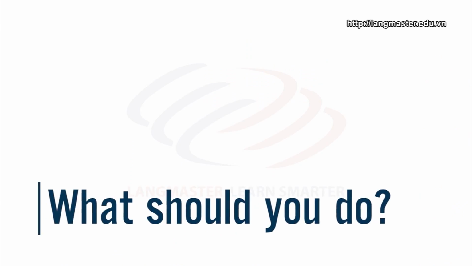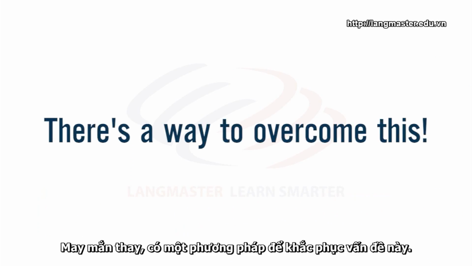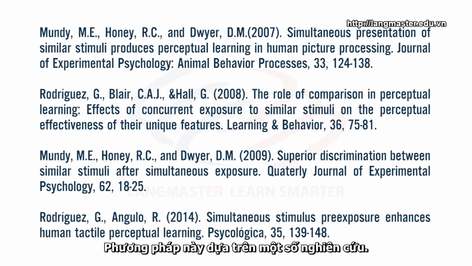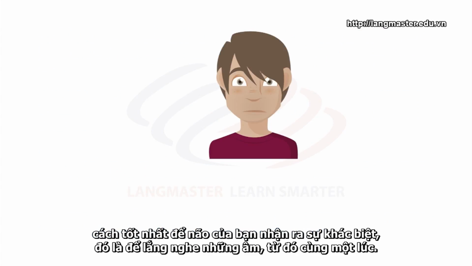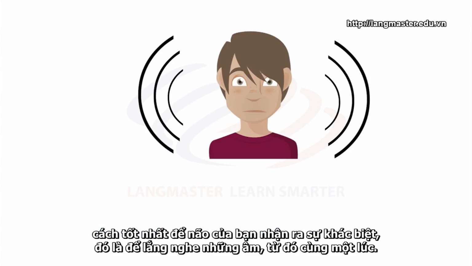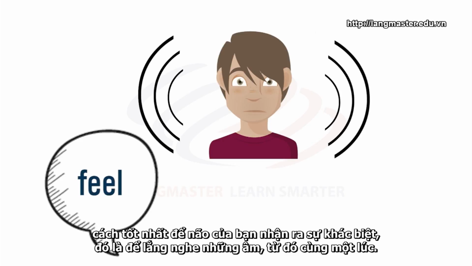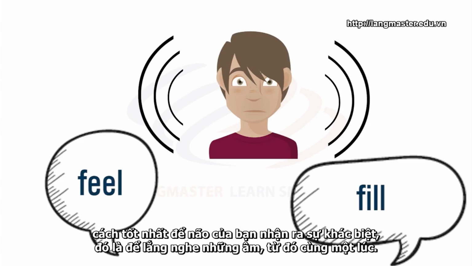So what should you do? Fortunately, there's a method for overcoming this problem. This method is based on a number of research studies. These studies suggest that if you have trouble differentiating between two sounds or two words, the best way to train your brain to recognize the difference is to listen to the words at the same time.